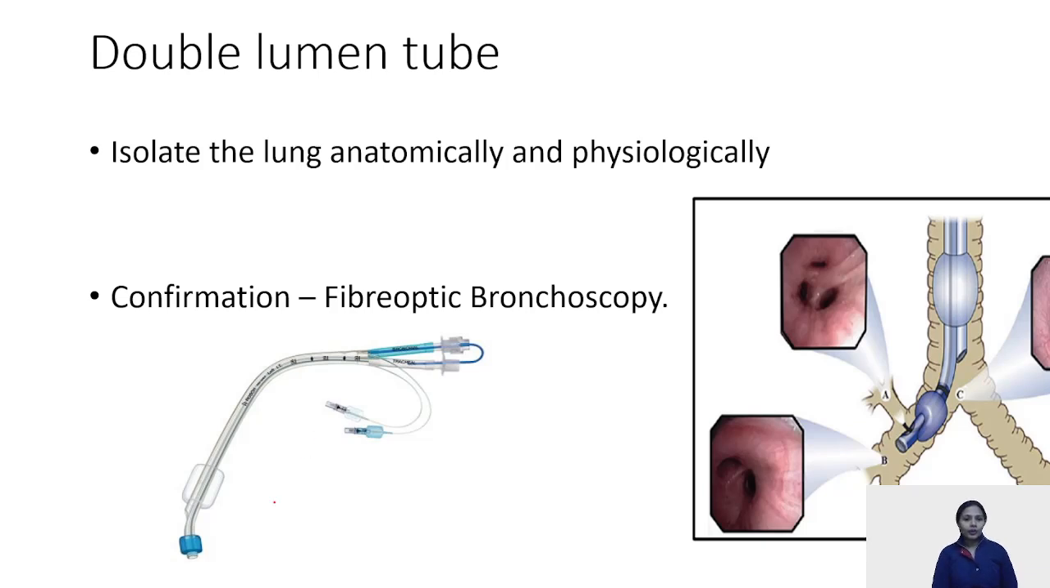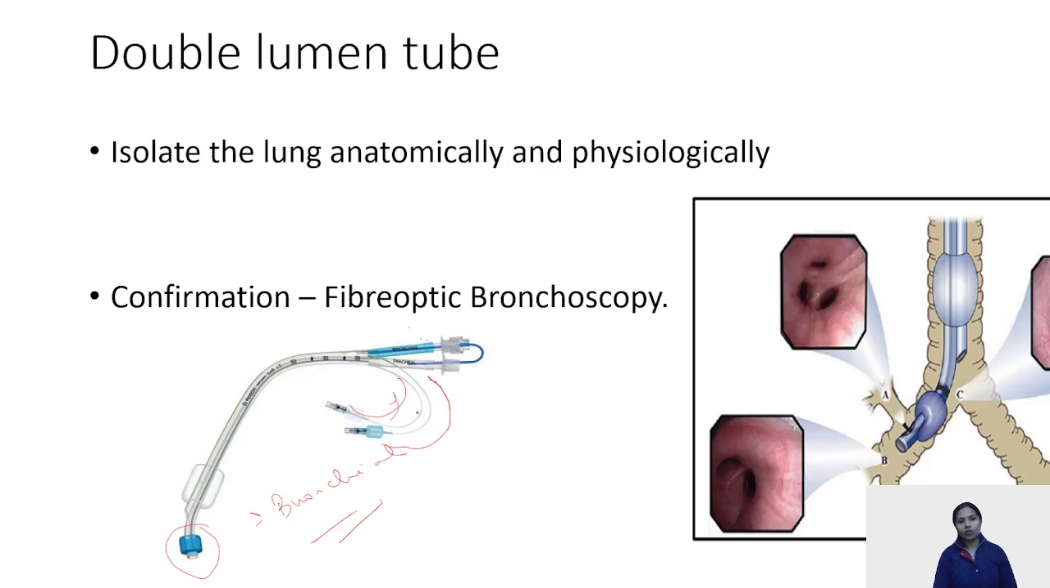Double lumen tubes. Identification of the double lumen tube is that it has two cuffs. One is the bronchial cuff, which is blue in color. This is the bronchial cuff. You have double lumen. Can you see the two lumens? And then you have two cuff inflation tube systems also.